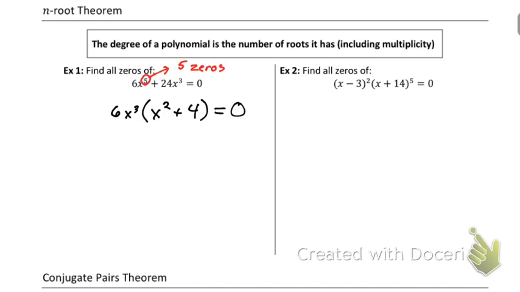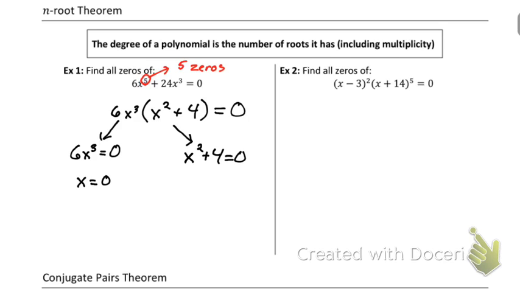Well, now I have something times something equals 0. That's our zero product property. Either this equals 0 or this quantity equals 0. So let's focus on that 6x cubed. Either 6x cubed equals 0, in which case x would equal 0, or x squared plus 4 equals 0. Let's go ahead and solve that.